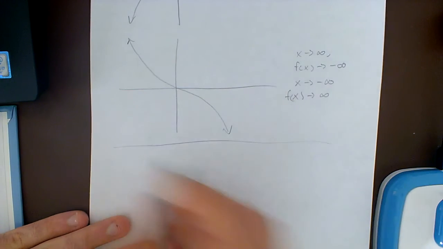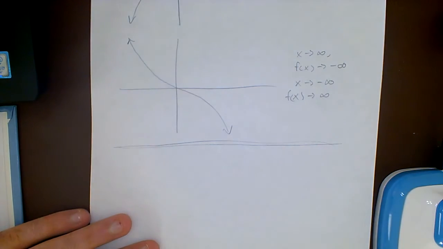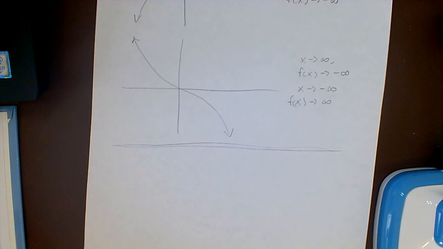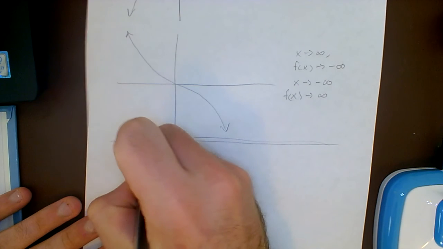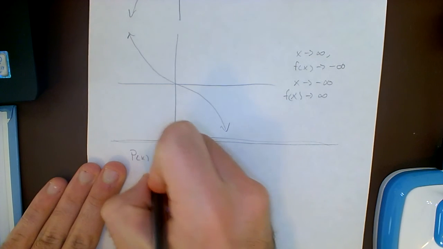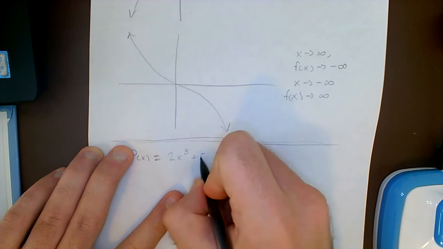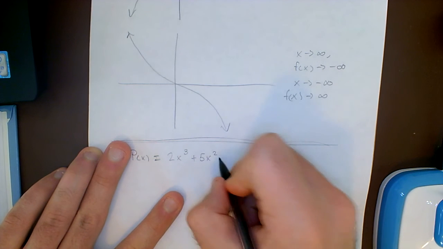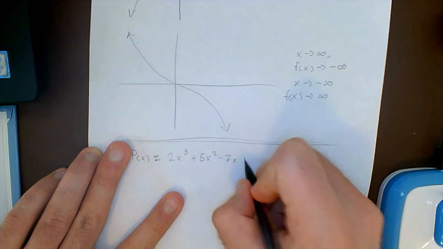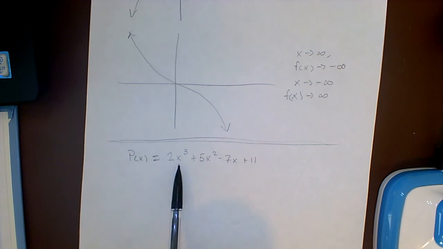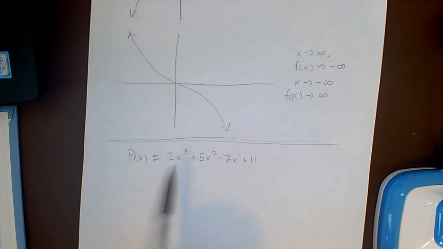Okay, so this one asks us. They give you this polynomial p of x equals 2x cubed plus 5x squared minus 7x plus 11. So first off, we know they want you to find the degree of this polynomial. That's kind of easier because it doesn't require much work. You just have to find the biggest exponent. So this one has degree 3.